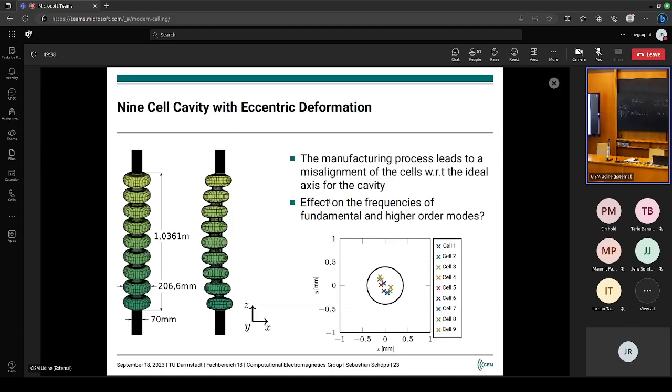Okay, so in the end, we had data. This is indeed not simulated data, but actually measured data on the eccentricities of these 9 cells. So we did also simulations to come up with this, but now this is really taken from the database of DESY, and of course it's magnified. This thing is 1 meter in length, and these deviations are in the millimeter range. And you see here, if I look into the cavity, that the 9 cells have centers which are slightly misaligned, just because of the production process.